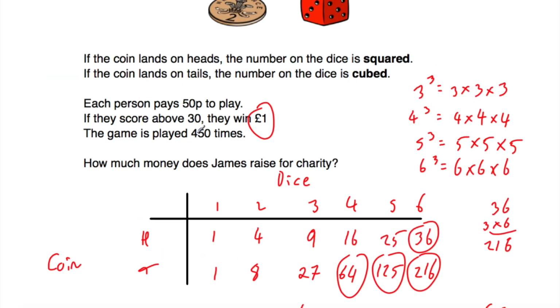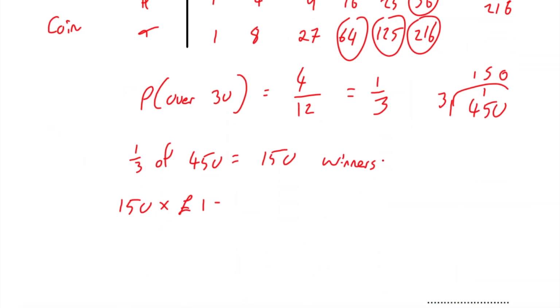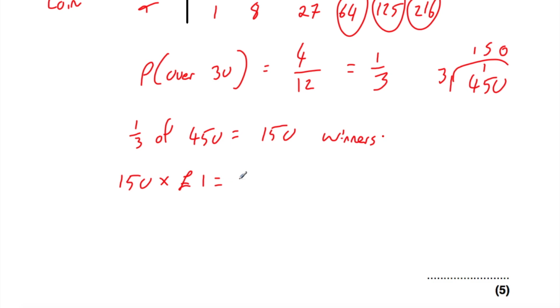So we've worked out how much money James should give out, £150, and we now need to see how much money he's going to take in. So the game's played 450 times, and each person pays 50p to play. So that means that if we do 450 times 50p, we can see how much money James is going to receive. So let's work that out. So we're going to do 450 multiplied by 50p. So let's work this out.